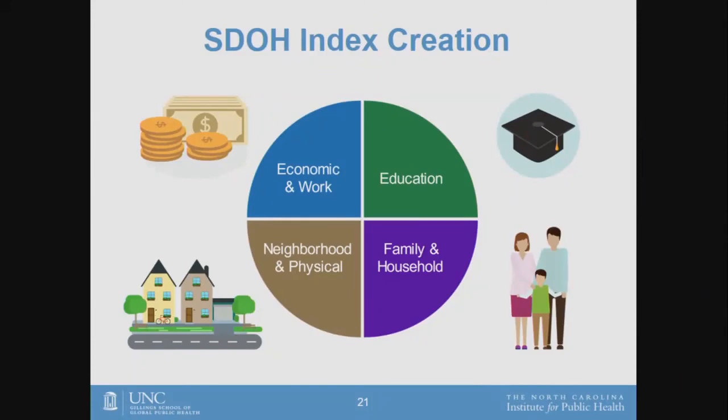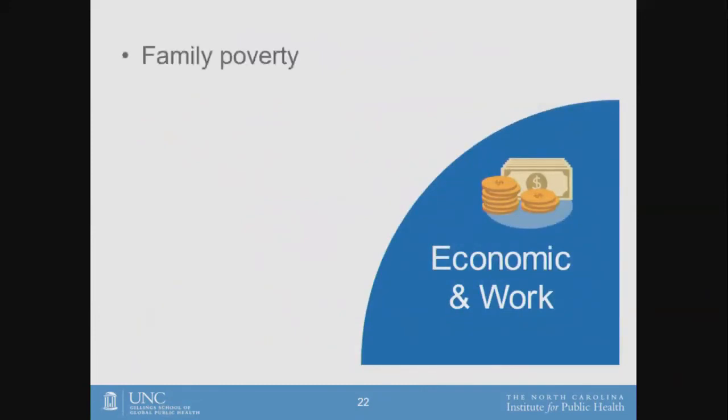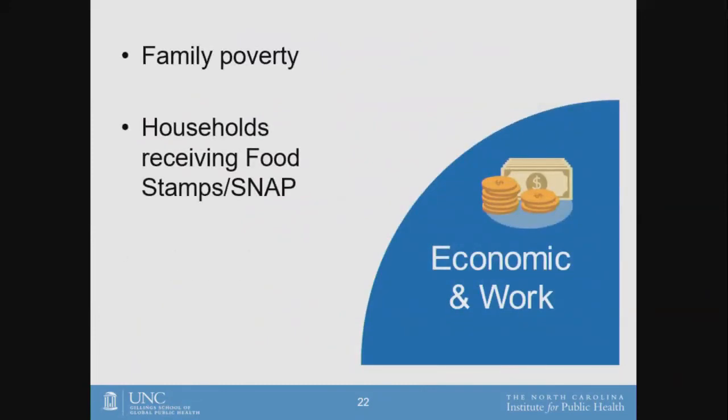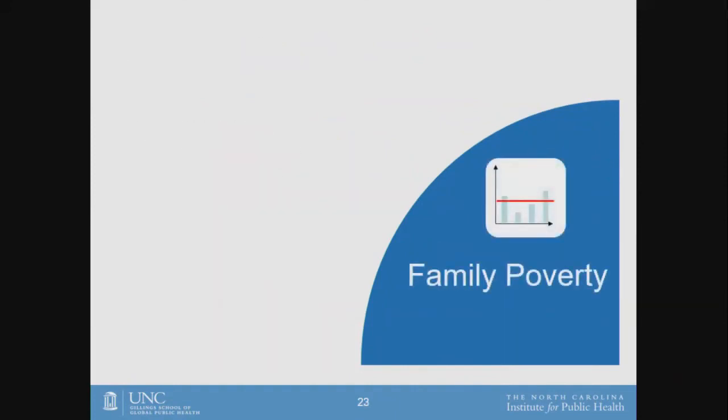So this is our social determinant of health framework. We have 12 indicators, 3 in each one of these domains: economic and work, neighborhood, physical, family, household, and education. I'm going to go through each one of these now. For economic and work, we chose family poverty, households receiving food stamps or SNAP, and uninsured individuals.